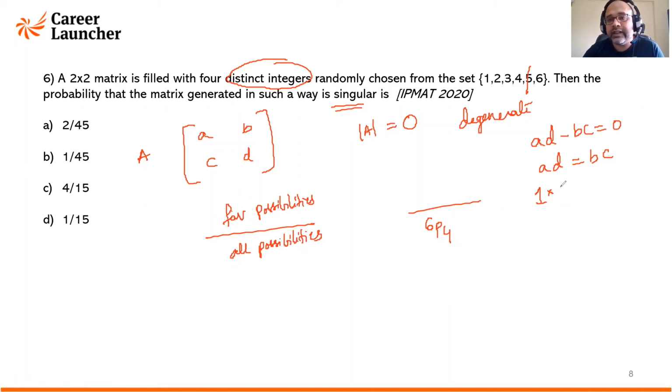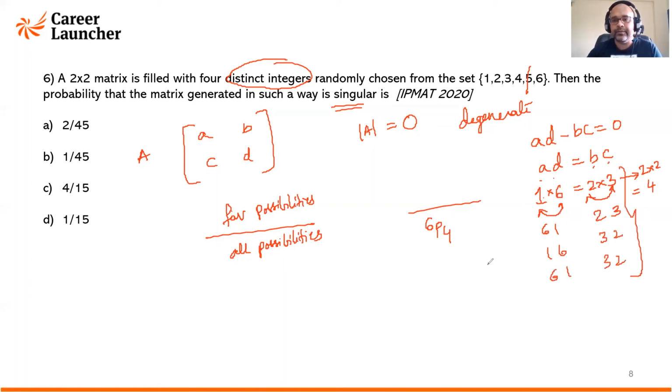The next possibility is 1 and 6. If it is 1 and 6, you can get 2 and 3. Right? So ADBC can be 1, 6, 2, 3. In fact, here 1 and 6 can interchange, 2 and 3 can also interchange. So totally you will get 2 into 2, which is 4 possibilities. So for you to understand clearly, I'm writing down the 4 possibilities: 1, 6, 2, 3; 6, 1, 2, 3; 1, 6, 3, 2; 6, 1, 3, 2. These are the 4 possibilities. Right? So A is 1, D is 6, B is 2, C is 3. Similarly, these are the 4 possibilities.